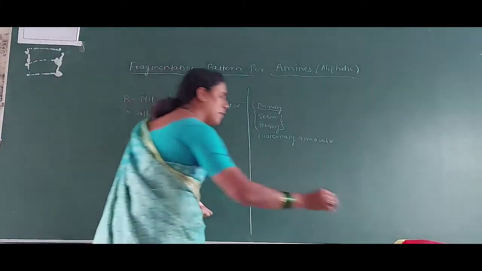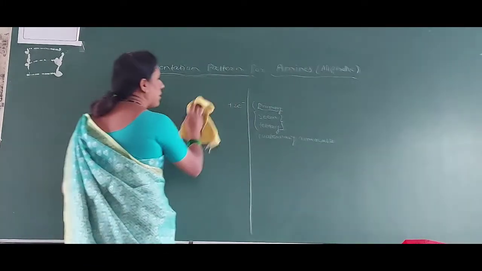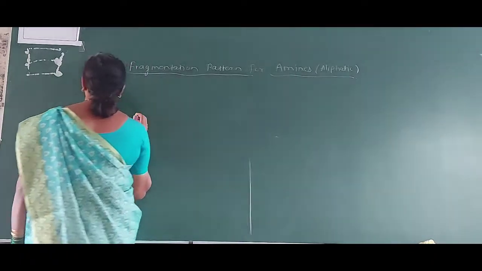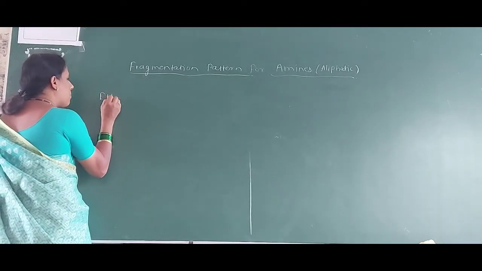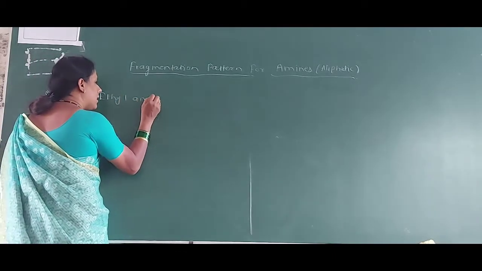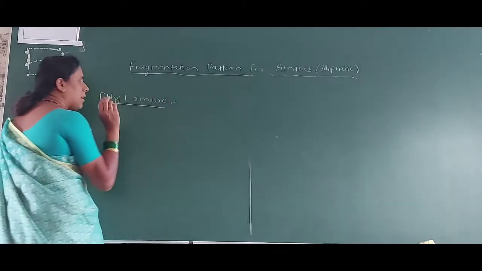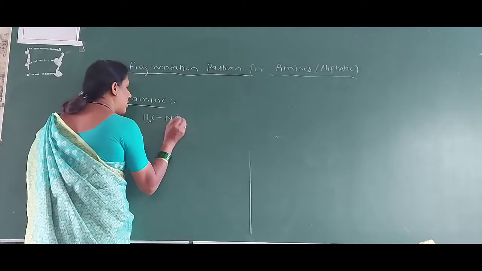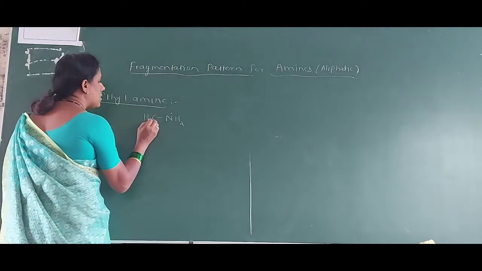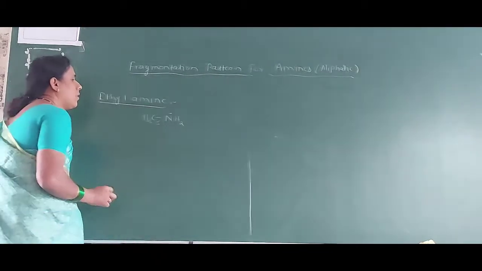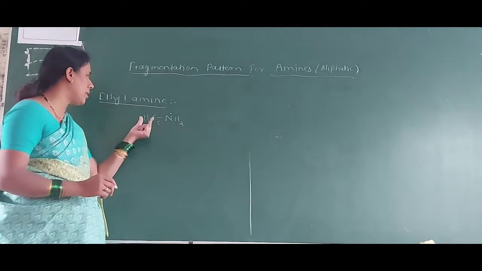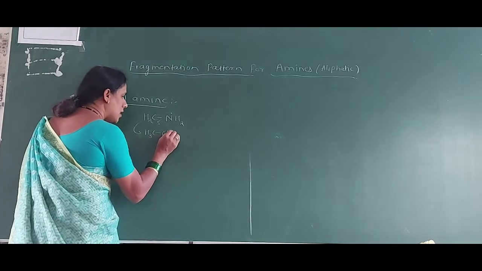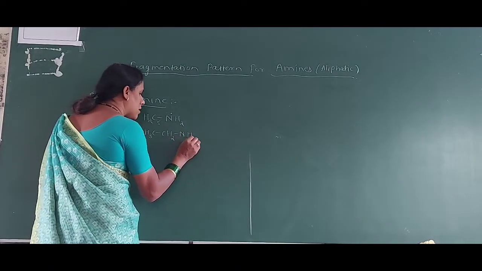So let us study the first point, the primary amine. Here we are taking the example of ethylamine. What is the formula for ethylamine? It is CH3CH2NH2, that is C2H5NH2. This C2H5 is again split as CH3, CH2 and here NH2.